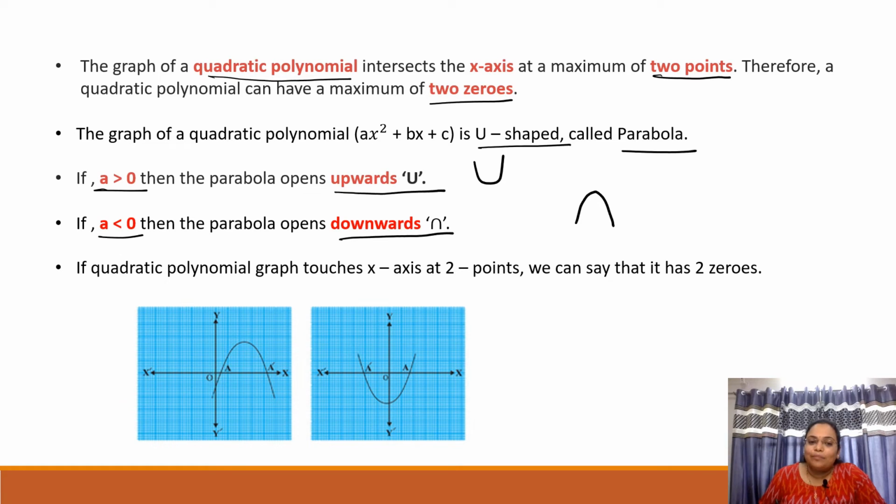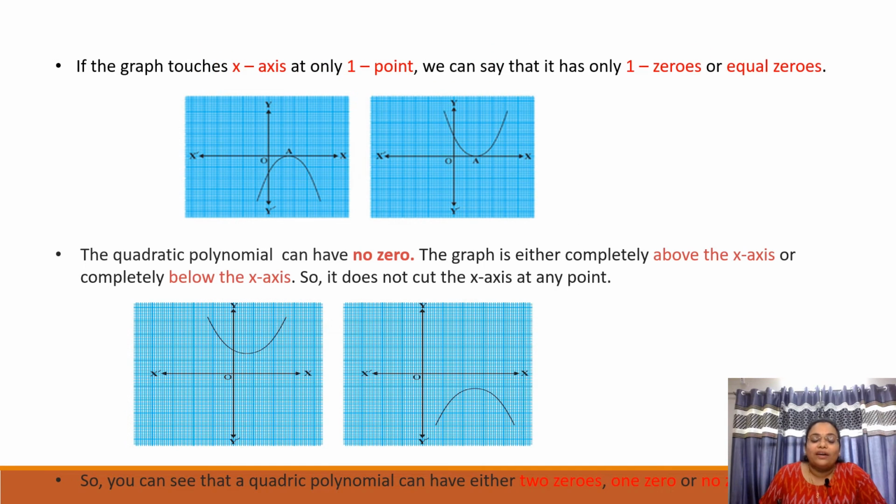If a quadratic polynomial graph touches the x-axis at 2 points, in these two graphs you can see it is touching the x-axis at 2 points, right? So we can say it has 2 zeros. Or if the graph touches the x-axis at only 1 point, in these two graphs you can see it is touching the x-axis at only 1 point, then you can say it has 1 zero.